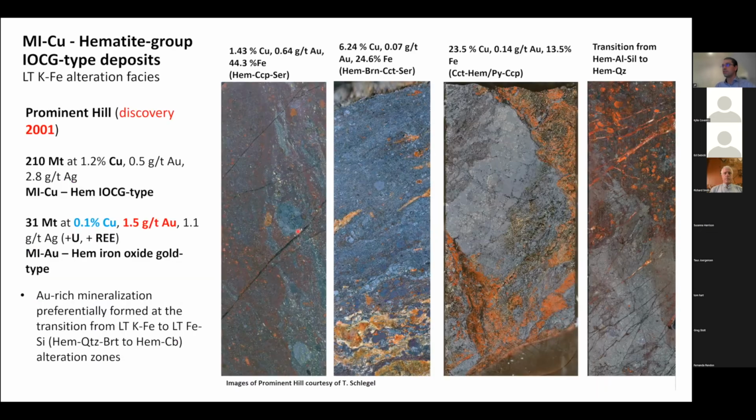If we look at sensu stricto hematite group IOCG mineralization, an example from the Prominent Hill deposit, we have the resource number here for Prominent Hill. So extremely strong hematite alteration, and then different expressions of copper mineralization: it can be chalcopyrite, but also chalcocite and bornite can become important copper sulfides.